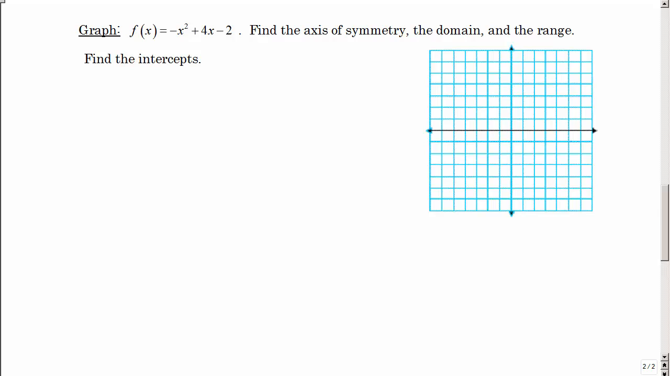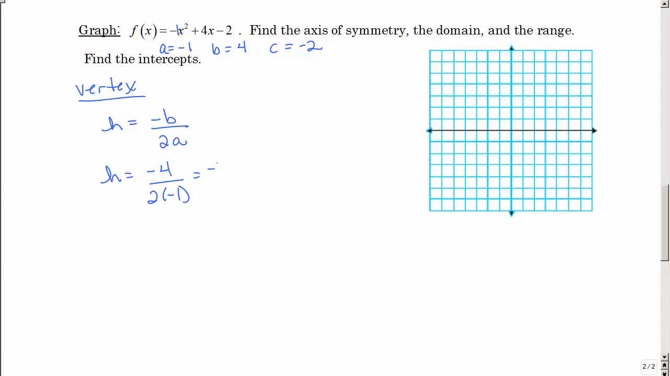Let's do the next one. Okay, so first of all, we have to find the vertex. So we have to know that h is negative b over 2a. So a is negative 1, that's right there. b is 4, and then of course c is negative 2. So h is negative 4 over 2 times negative 1.